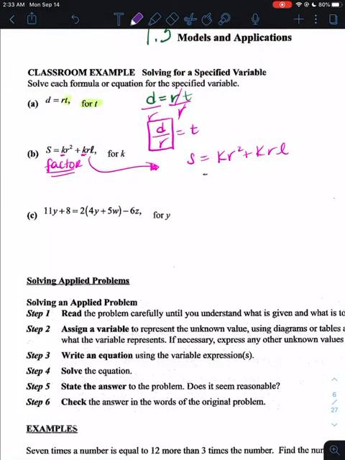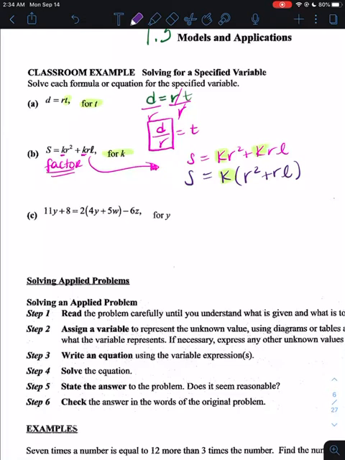Since the k pops up twice, I need to factor out the k. So the k is now what we call our greatest common factor. Because again, you're trying to solve for k. So I want to isolate this k, so I'm going to factor it out. When I factor out the k, I'm left with the r squared plus rl. And s is on this side.